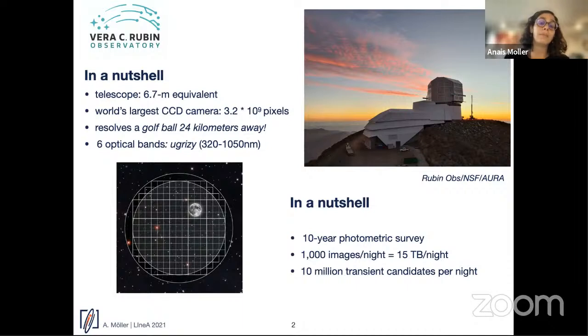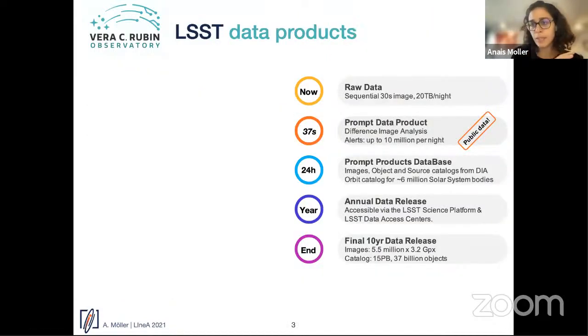Now, what are the data products that Rubin will produce? So Rubin is the observatory. LSST is a survey, a legacy survey of space and time. So the data products will be the following. Every 30 seconds, there will be an image taken, between 50 and 20 terabytes per night. And then from this image, there will be a difference image analysis, basically trying to find anything that is changing in the sky within 37 seconds. So this is actually public data. The raw data is not public, but the prompt data product is actually public.